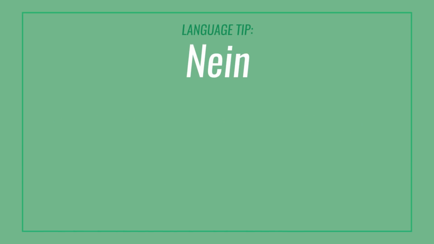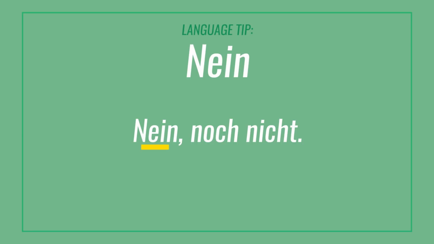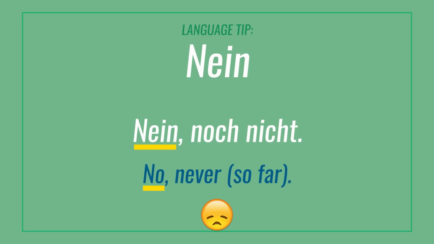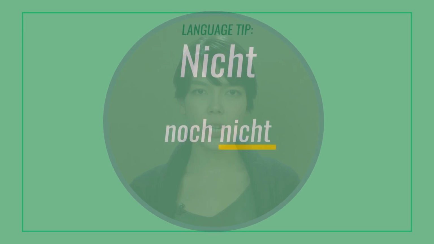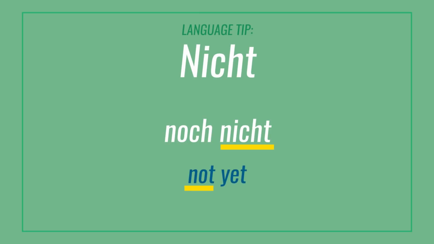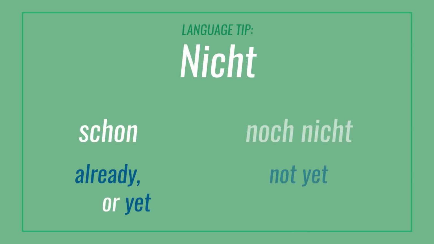Simply saying the word nein might signal to the person you're talking to that the conversation has ended. So it may be better to say nein, noch nicht, which literally means no, never, so far. With the word nicht, a common expression is noch nicht, which means not yet. It's often the answer to a question containing the word schon, which means already or yet.